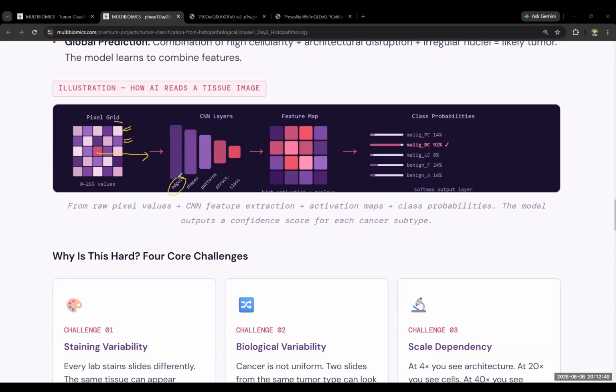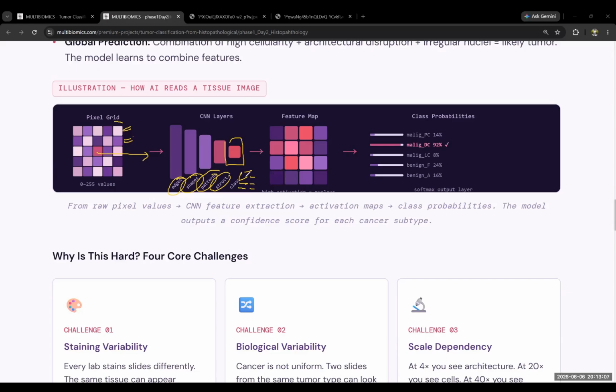So in the first layer, it will try to learn the edges. Then it will learn the overall shape. Then it will see the regional patterns. Then the overall structure. After that, in the last layer, it will try to assign what class, what different type of tumor it is. Okay.